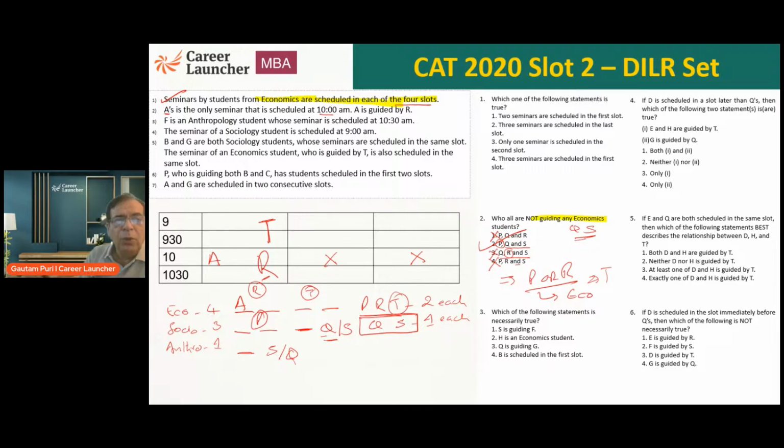Okay. So we now know which faculty is guiding which department, except for Q and S, ये पता चल गया. चलो आगे चलते हैं. F is an anthropology student. चलो, very good. Only one anthropology student, F. Okay. Whose seminar is scheduled at 10:30 a.m. So F, anthropology. Who is he guided by? It is either by S or Q. The faculty guiding anthropology student F is S or Q.